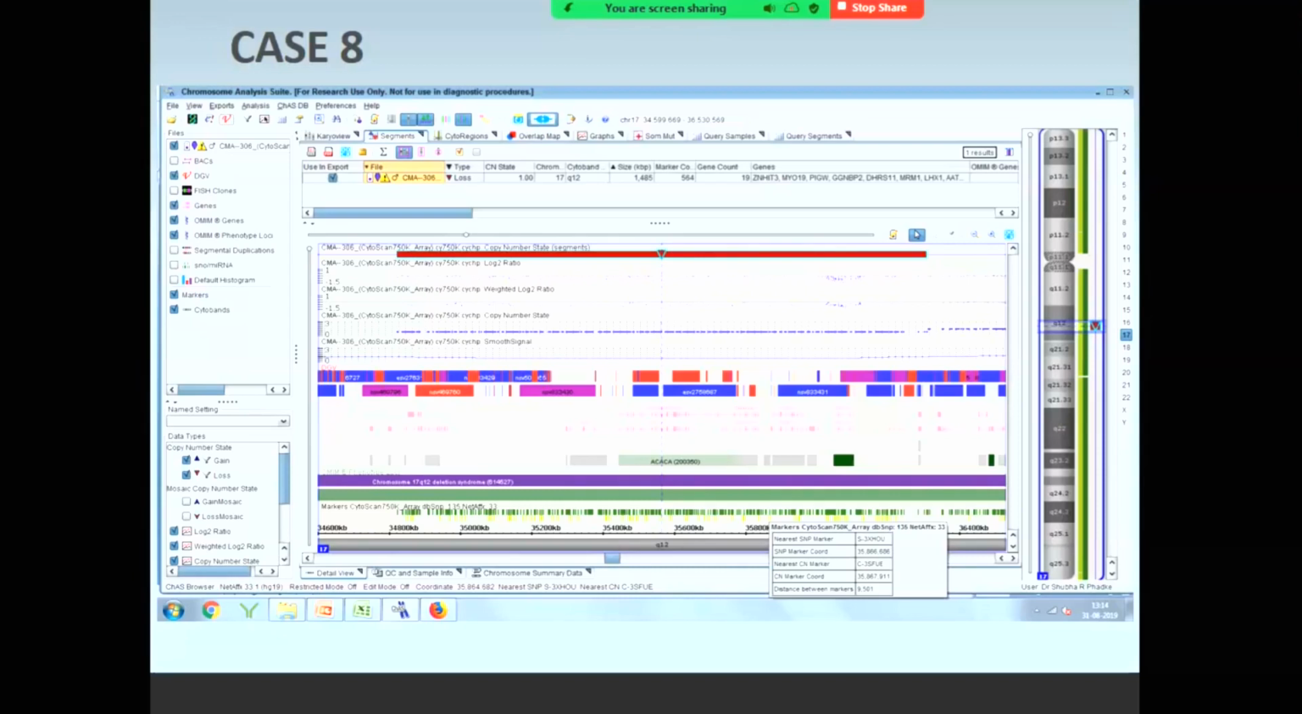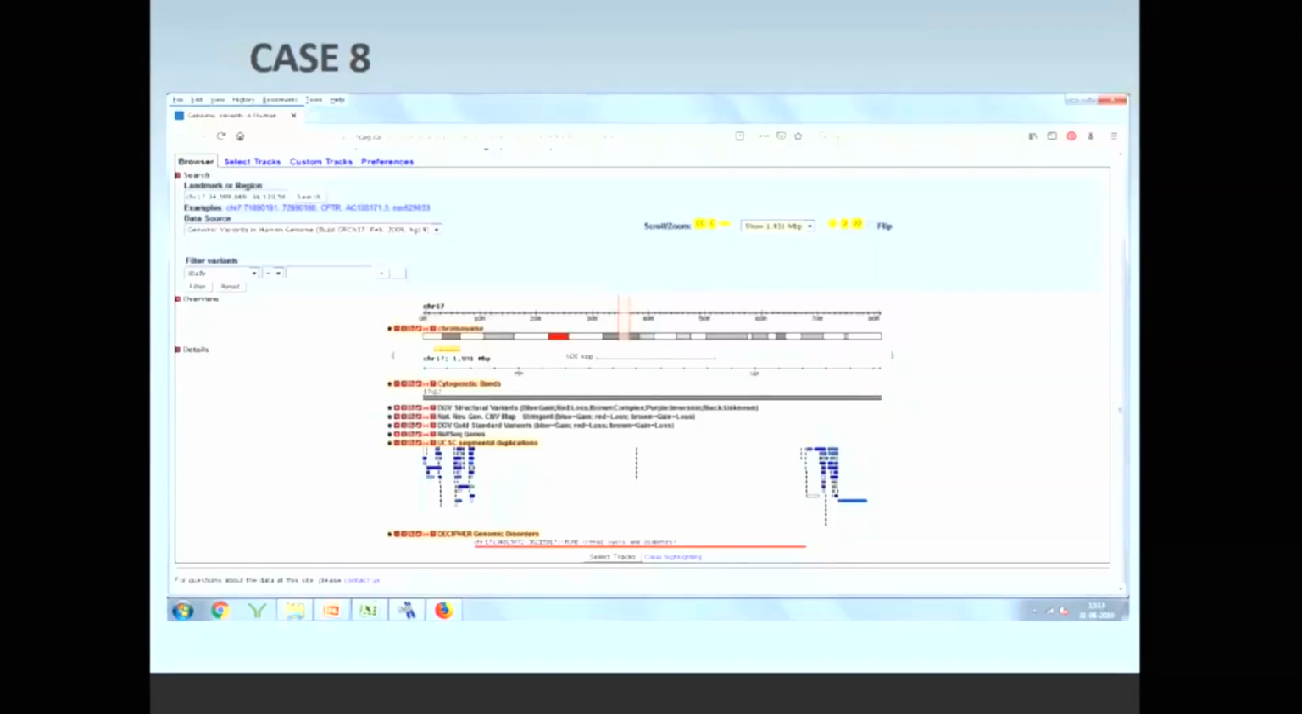Now we have to do literature review whether this deletion is pathogenic or benign. First we suspect according to size. The size is around 1.4 MB, so likely to be pathogenic, but still we need to look at the literature. First we look at DGV, that is database of genomic variants in the human genome, that is normal population. Here there is no entry. This particular region is showing the area that is involved in our patient. There is no entry in this region, means this particular deletion is not present in normal, not reported in DGV.